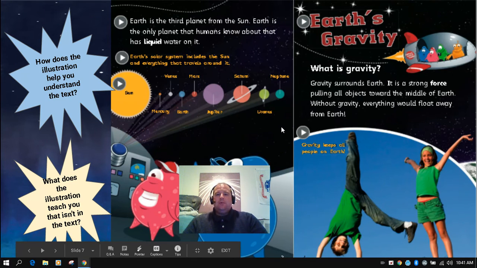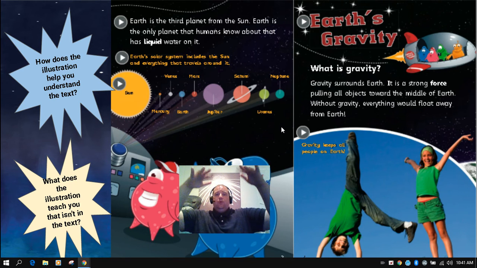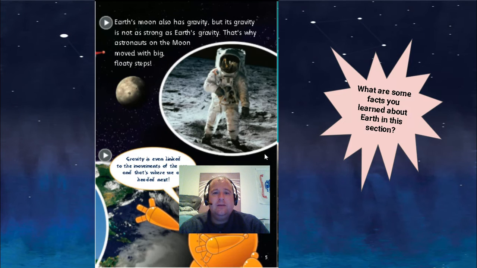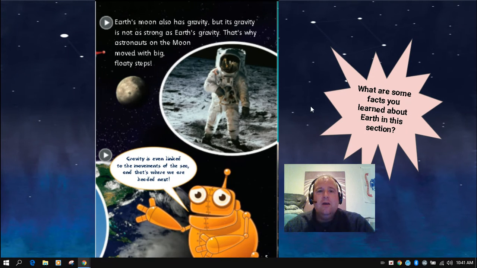That's right, it gives you an example of gravity. If Earth did not have gravity, those kids would be floating up, and you might think they're a ghost, right? But no, gravity keeps us grounded, keeps us on Earth, so we touch the ground. Earth's moon also has gravity, but its gravity is not as strong as Earth's gravity. That's why astronauts on the moon moved with big, floaty steps. Gravity is even linked to the movements of the sea, and that's where we are headed to next.